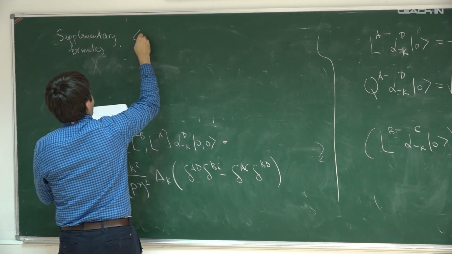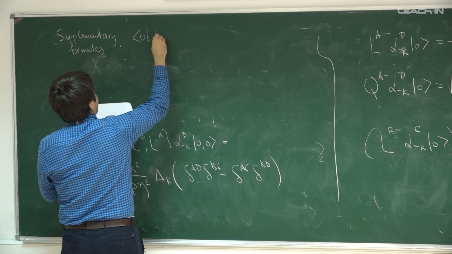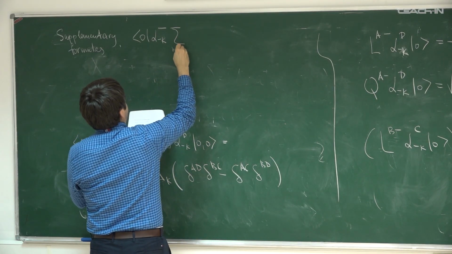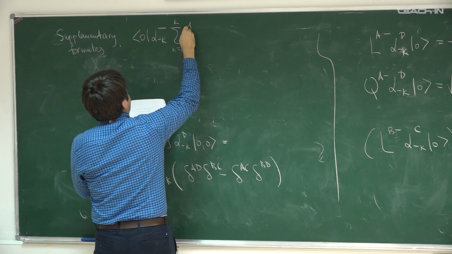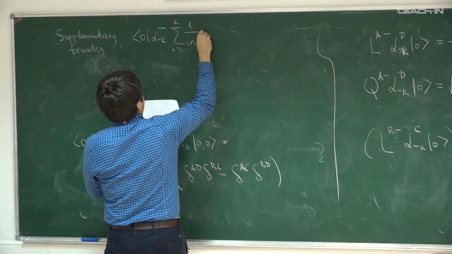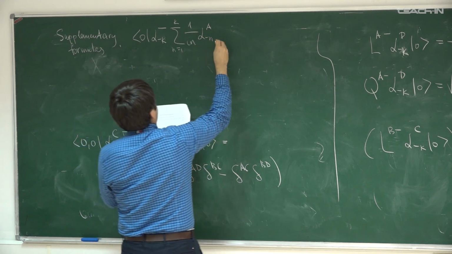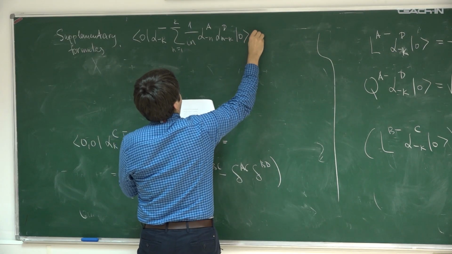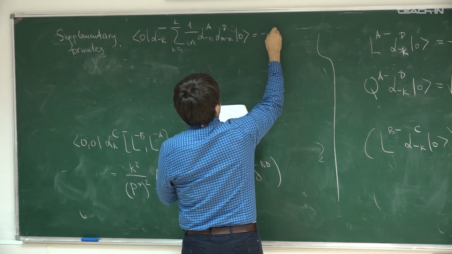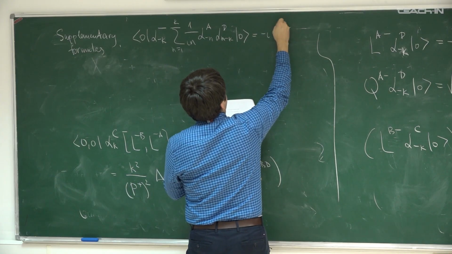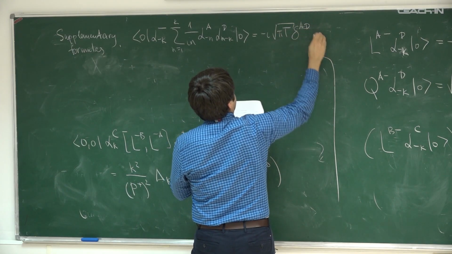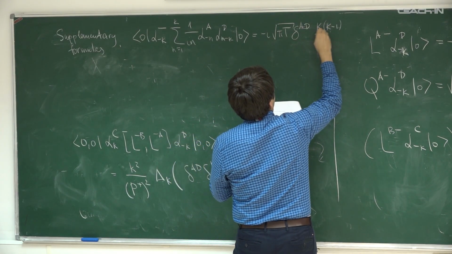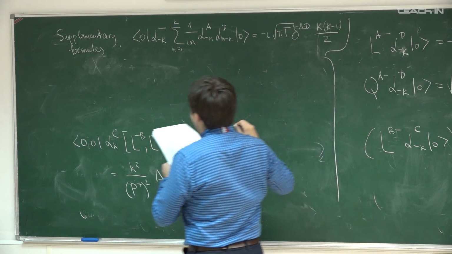Formulas. So we need the matrix element of minus times, it will always involve this sum, 1 over IN minus NA alpha n minus K D minus I square root of pi T delta AD times K. So this is the first formula.